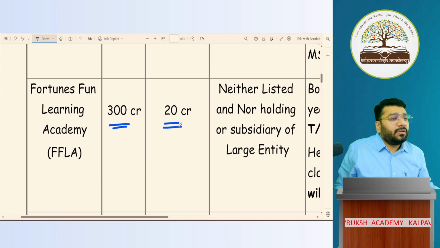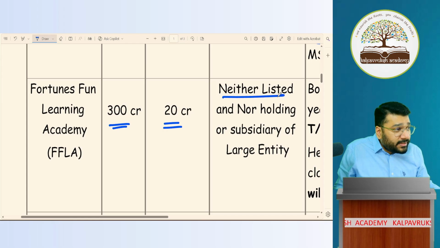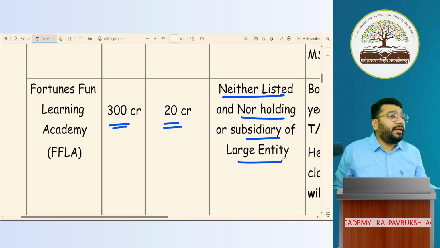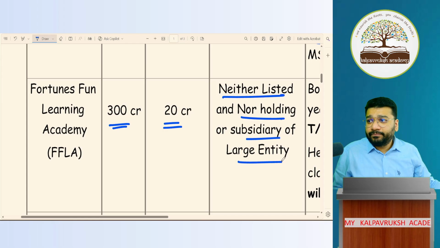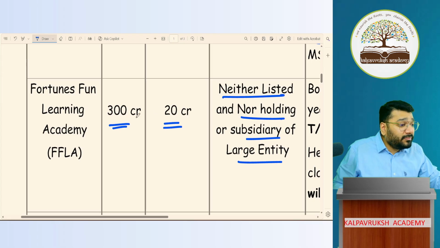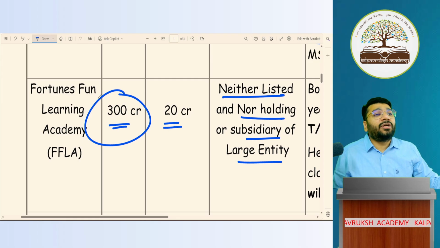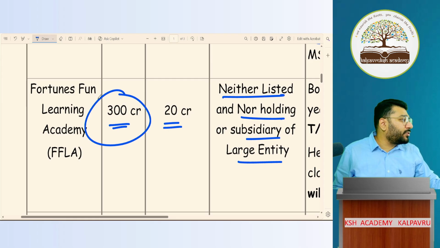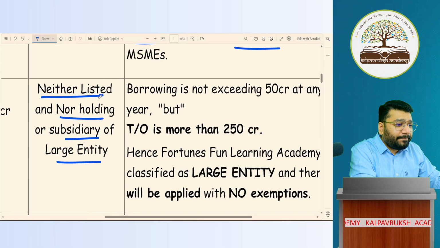Turnover 300 crores. Borrowing 20 crores. Neither listed, nor holding a subsidiary of a large entity. Who am I? Large entity, how? Turnover crossed 250 crores. Will I look into any other conditions? No. So by default, I'm a large entity.